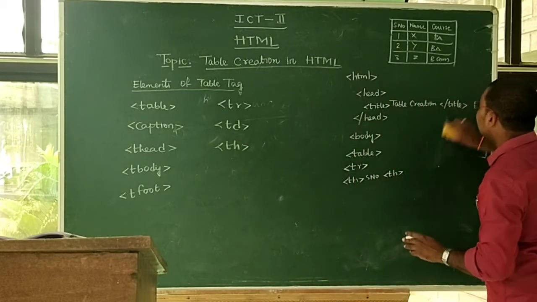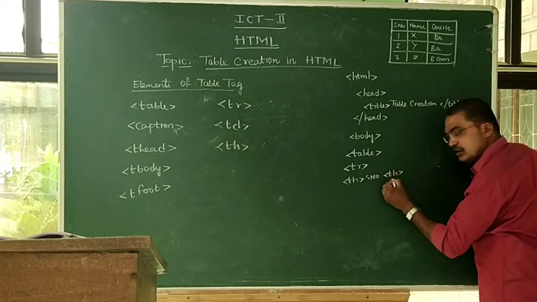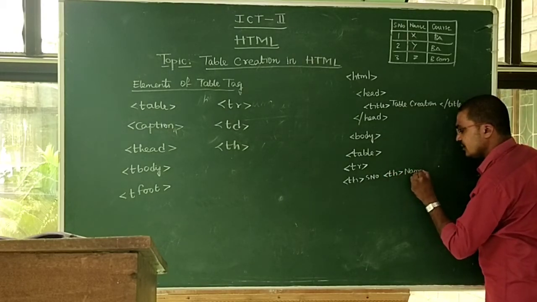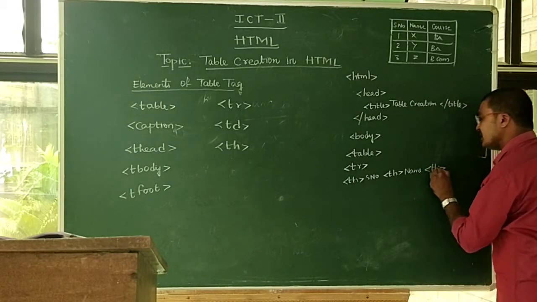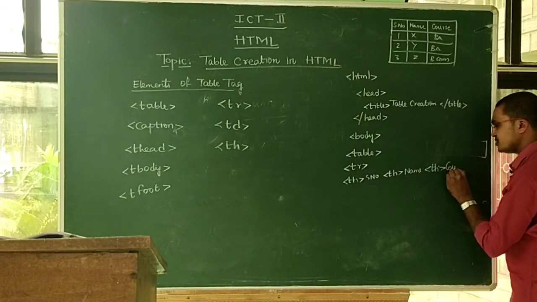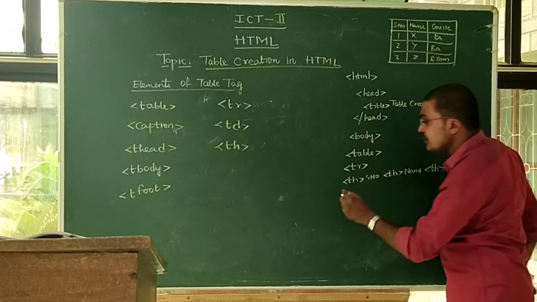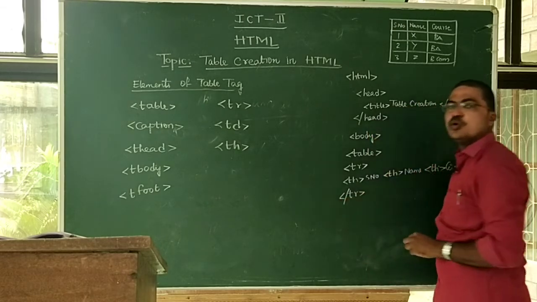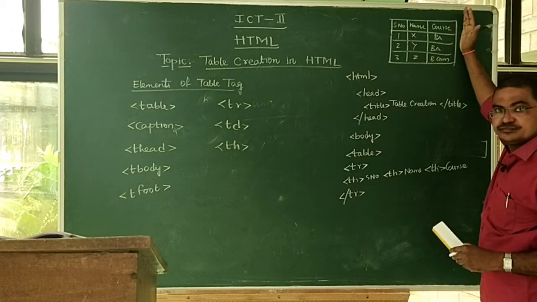I want to change the cell every time. So if you want to change the cell, again use th, and this time we use name, and again you want to change the cell, again use th and course. Now your row is completed. Once the row is completed, immediately you have to close the row. Then the row is closed.